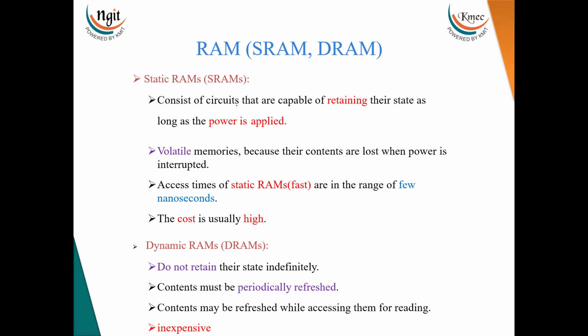Static RAM is also called SRAM. It consists of circuits that are capable of retaining their state as long as the power is applied. Means if the power is there, then it will hold the data. If there is any interruption in the power, it loses the data. These are also called volatile memories. The access time of static RAMs is in the range of a few nanoseconds, which means these are very fast memories. And the cost is also high.